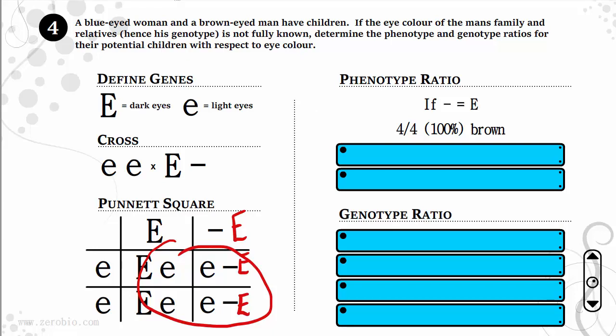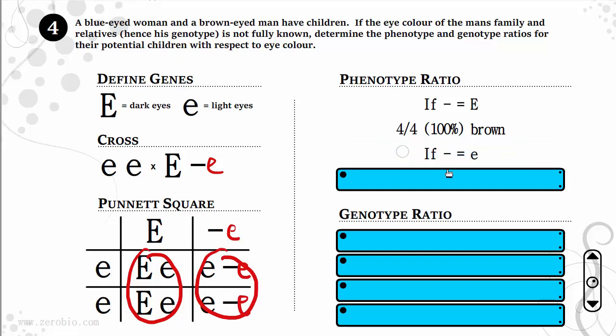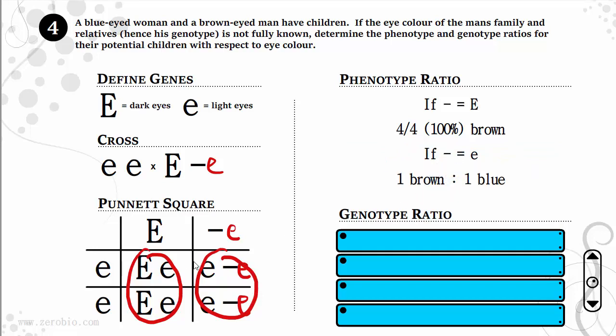However, if the dash was a little e, if that's a little e and this is a little e, then all of these become little e's. These two now have dark eyes, let's say brown eyes, and these two now have light eye color, and so that makes the ratio different. So we say if dash is little e, then we are going to get, for the phenotype, 2 dark eyes or brown eyes to 2 blue, or in lowest terms, 1 to 1. 1 brown eyes to 1 blue eyes in the offspring.